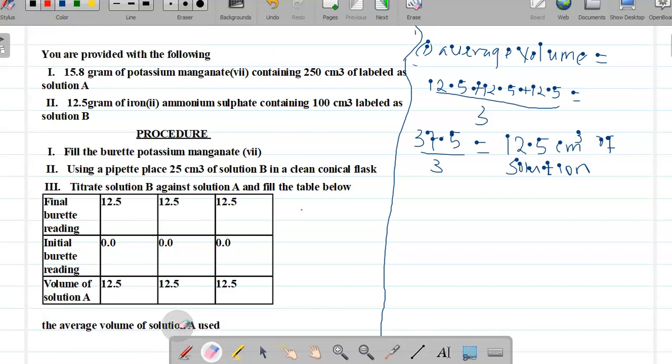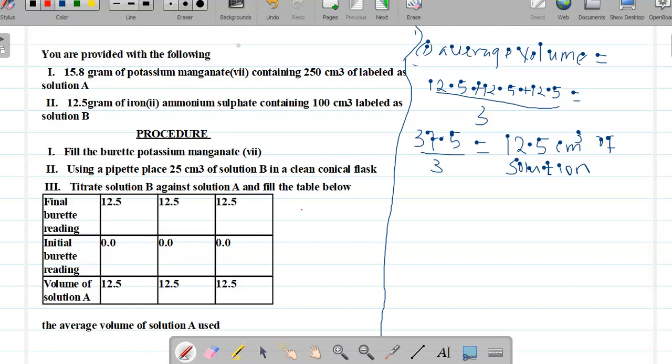Hello, my students. Today we are learning redox titration. Redox titration is the type of titration that deals with a reaction where both oxidation and reduction occur simultaneously. This is the only type of titration that does not have an indicator. You will not use an indicator.